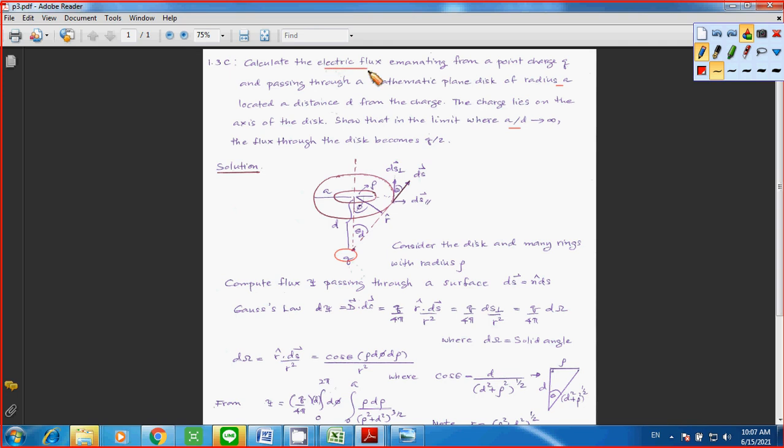This one asks you to calculate for electric flux. And the disk has the radius A. Okay, you need to set up the equation for electric flux. Electric flux, that's going to be, let's put a small portion of electric flux, psi, going to be D dot dS. This is from Gauss' law, right?